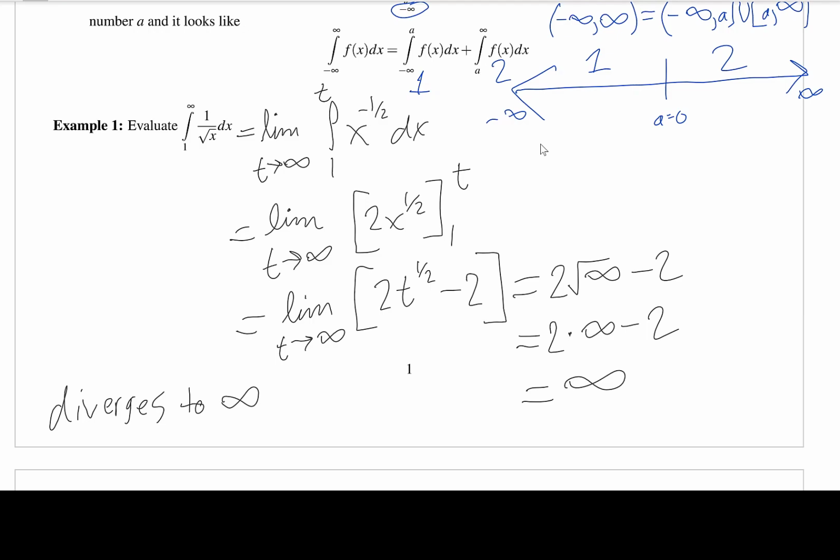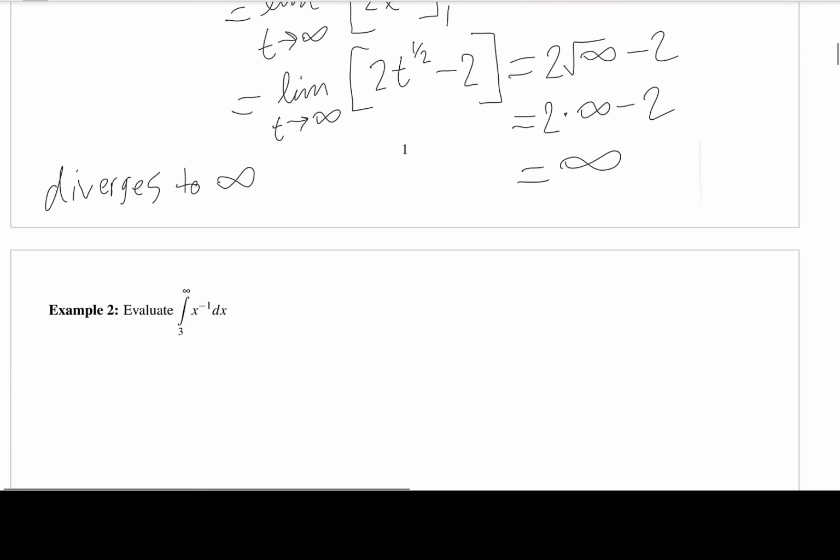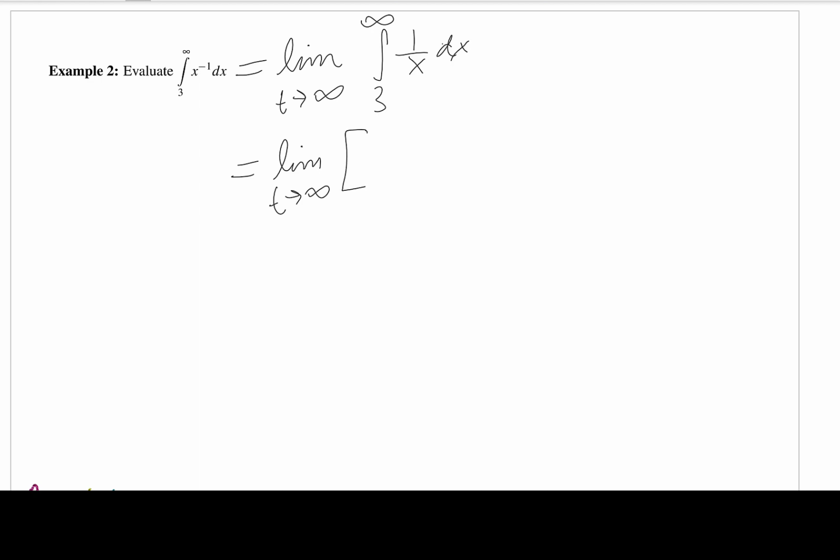Okay, now let's look at our next example. Similarly here, I start by rewriting this as a limit. So this is the limit as t goes to infinity of the integral from 3 to infinity of 1 over x dx. Then this is the limit as t goes to infinity. The integral of 1 over x is natural log absolute value x, and we're evaluating from 3 to infinity.